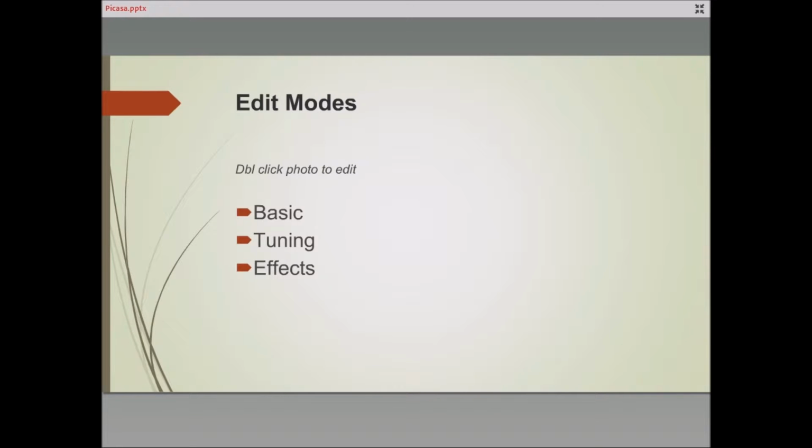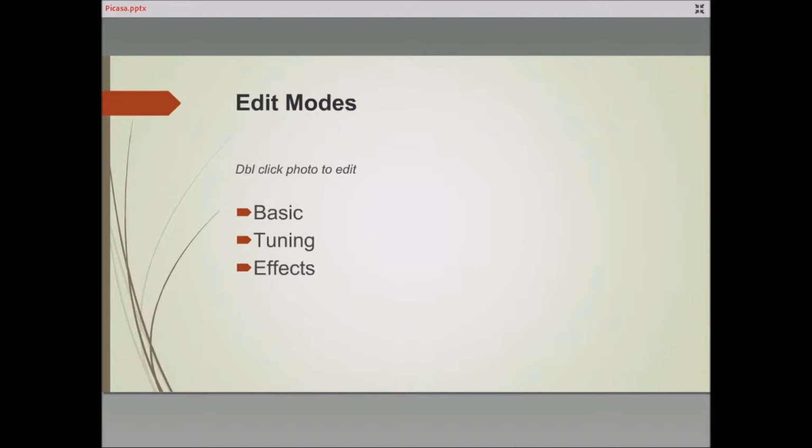Editing modes, and this is where probably most of the power in Picasa is, that you have three different basic editing modes. You double click on a photo in order to edit it, and then you'll get a window that gives you basic editing tools that you'll use. There is a second thing called tuning, which is a little bit more control over some of the basic features. And then a third thing called effects, in which you can apply various effects to your photos, and they have advanced that tremendously.